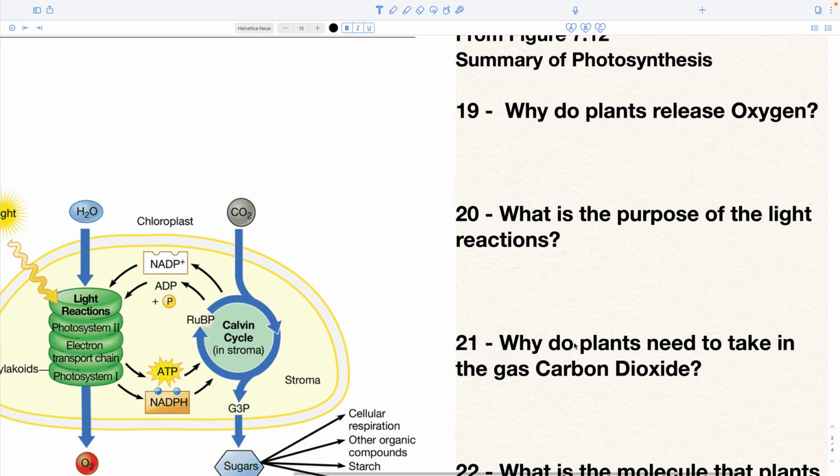Question 19. Why do plants give off oxygen? Because it's a waste. They don't need it. After they take the oxygen out of water, they're going to pull the electrons out of hydrogen.